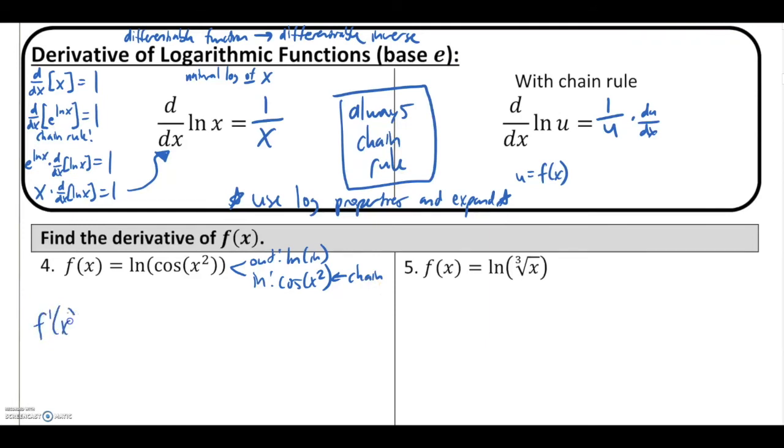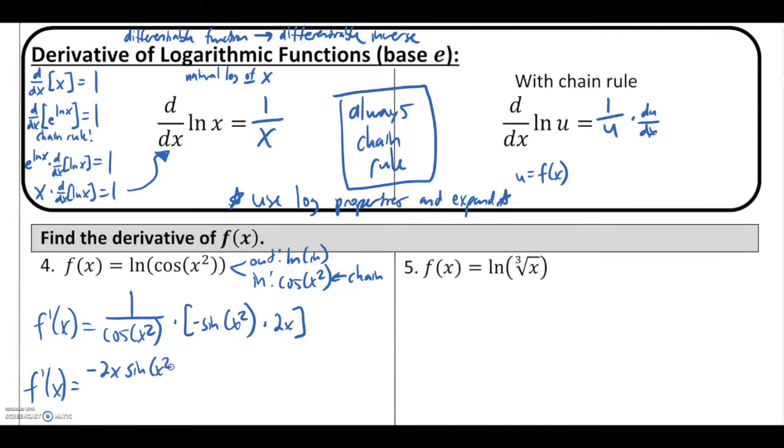But the derivative of natural log of anything is 1 over that thing, times the derivative of cosine of x squared, which would be negative sine of x squared, with its own inside function that we have to differentiate, times 2x. So f prime of x will be negative 2x sine of x squared over cosine of x squared. And if you're paying attention to this, you should think, oh, sine over cosine of the same input, I can use another trig identity and simplify this even further. That's going to be negative 2x tangent of x squared, and our derivative is complete.